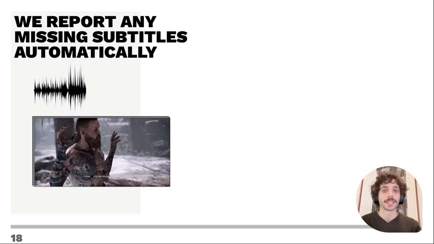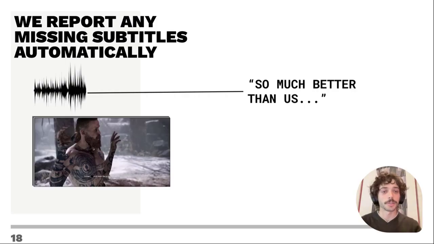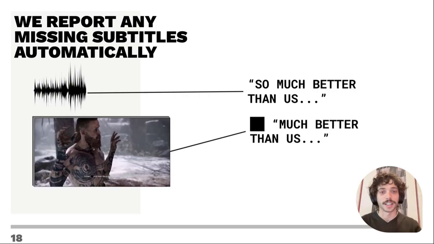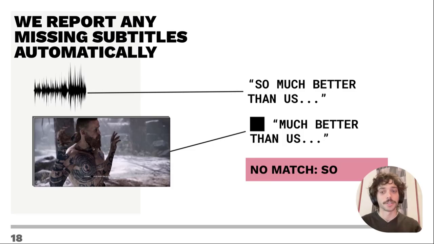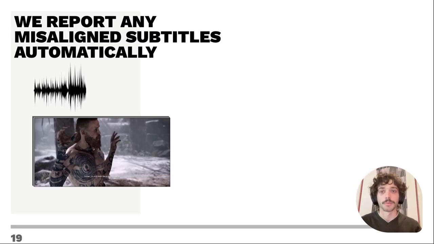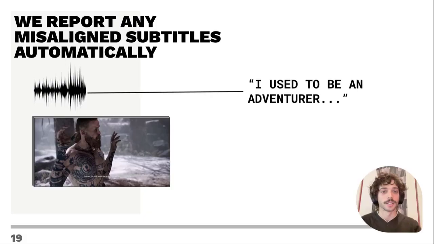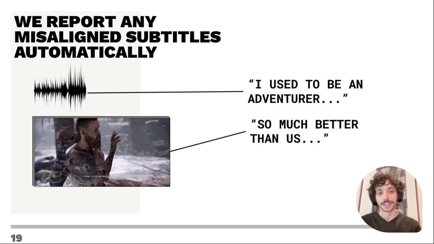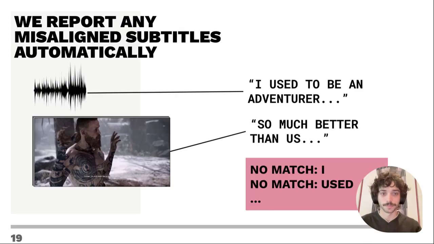Our tool reports any missing subtitles automatically. So from our inputs, the audio and the images of our subtitled scene, we get one that says "so much better than us." The other, let's say, is missing the word "so," and we report that there's no match for this word. We also can report misaligned subtitles automatically. So if our former adventurer is saying, "I used to be an adventurer," but we have mismatched audio and text, and our text says "so much better than us," well, there's no matches for any of those words in the audio.